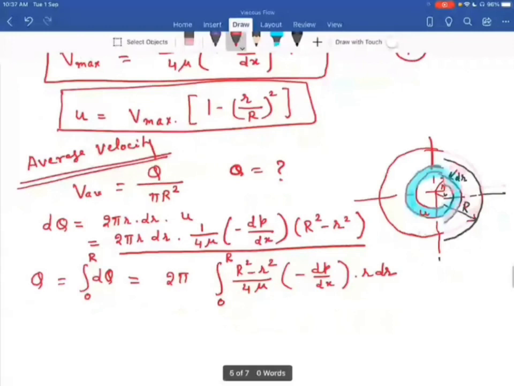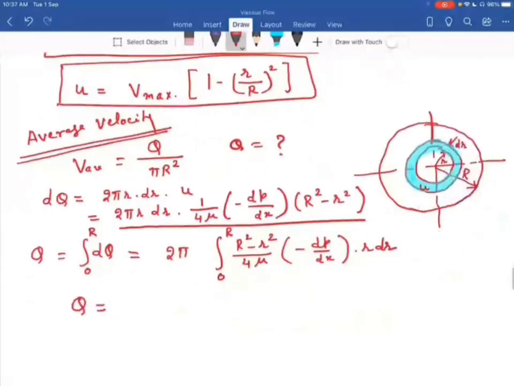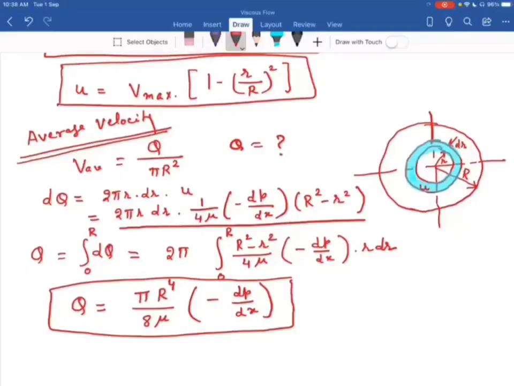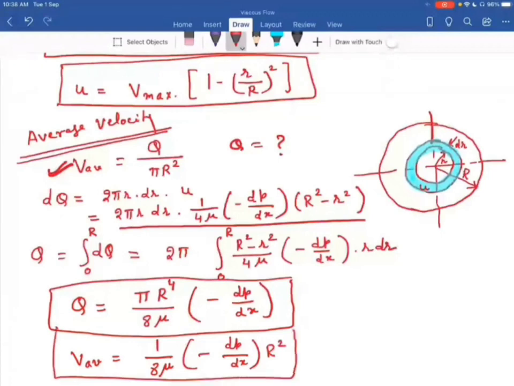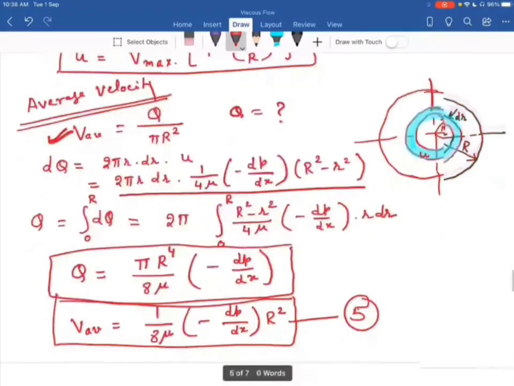Now I write the resulting equation as Q is equal to pi R raised to power 4 divided by 8 mu, minus dp by dx. This is the formula for discharge through a circular pipe. Now you can easily find V average, that is Q divided by area pi R square. The formula for average velocity comes out to be 1 upon 8 mu, minus dp by dx, into R square. That is equation number 5, the relation for average velocity.